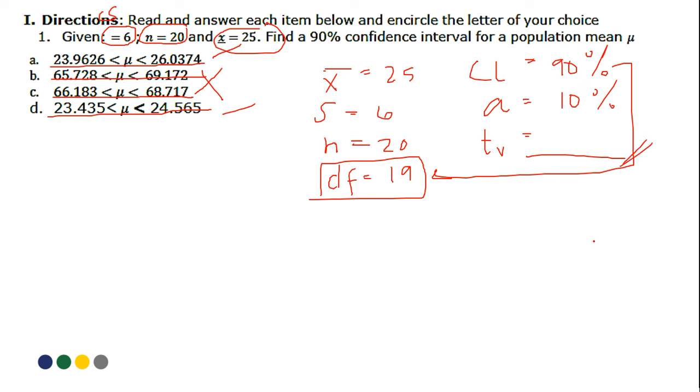Anyone from the class? Just bring out your module po. Yung module niyo nandoon yung table sa previous lesson natin, day number 10. Wala ba ni isa sa inyo ang magbibigay sa akin ng value ng t? Dito ba si Irish? Alex? Hello? So what is the t value of 90% of 19? 1.729. Okay.